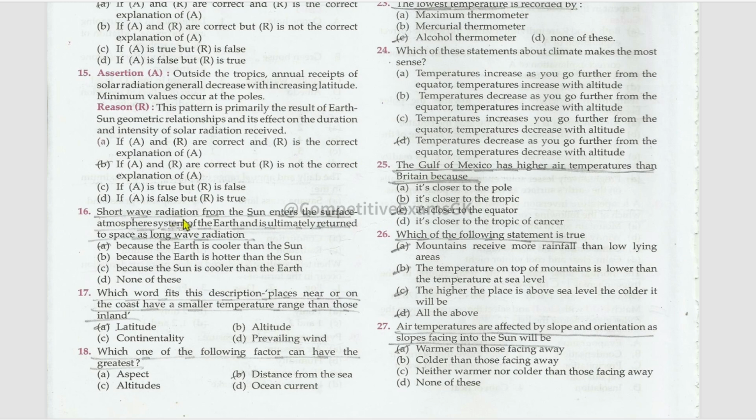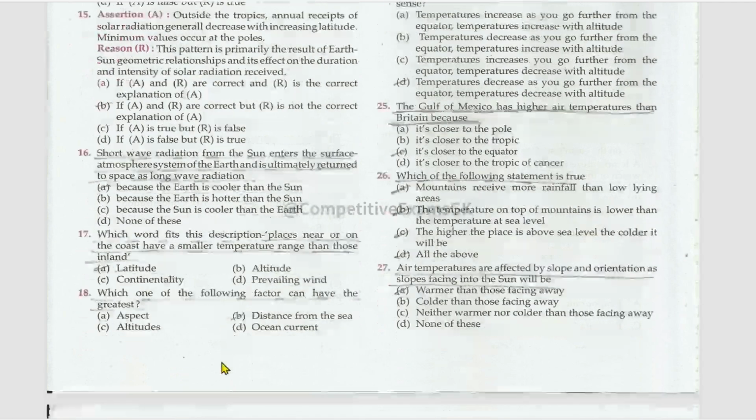Short-wave radiation from the sun enters the surface atmosphere system of the Earth and is ultimately returned to space as long wave radiation because the Earth is cooler than the sun. Which word fits this description? Places near or on the coast have a smaller temperature range than those inland. That is latitude. Which one of the following factor can have the greatest influence? That is distance from the sea.